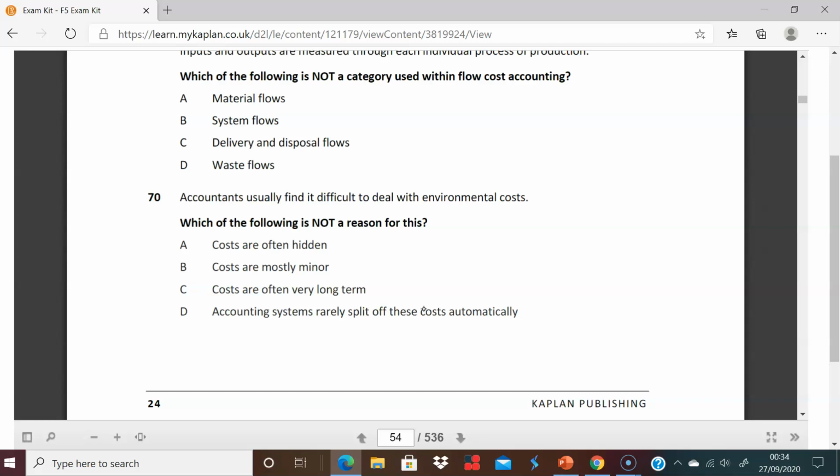So this isn't a reason. I mean, really, these are the main reasons. It's difficult to catch them. It's nothing to do with the systems. It's just difficult to trap these costs or see what they are in the first place. The systems split them. We've just seen a flow system. We've seen an input-output system. So if you have good systems, you can actually split the costs and do some good work with it. But when it says accounting systems rarely split up these costs automatically, then that's not quite correct. So the one that's not a reason is D, because all the other three are much stronger answers.